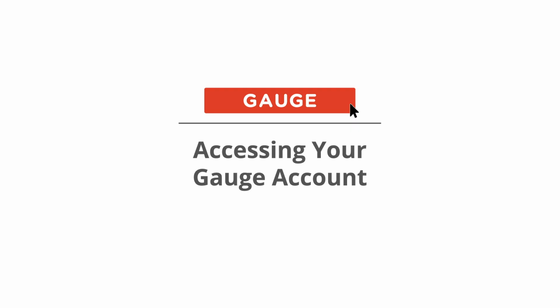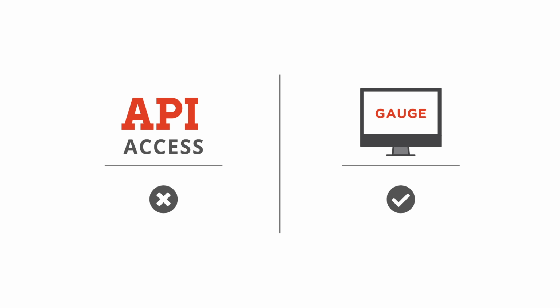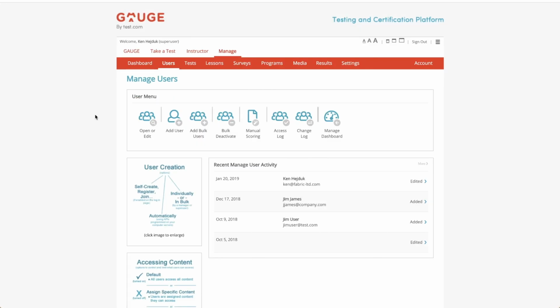Now that we have covered how users get added to the system, let's briefly discuss where users can access your unique Gauge login page. If you plan on accessing Gauge through an API integration, you can skip this information. But if you and your users will access Gauge directly through our platform, it is important to understand how your unique sign-on pages work.